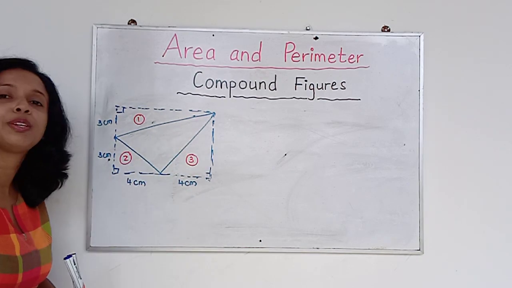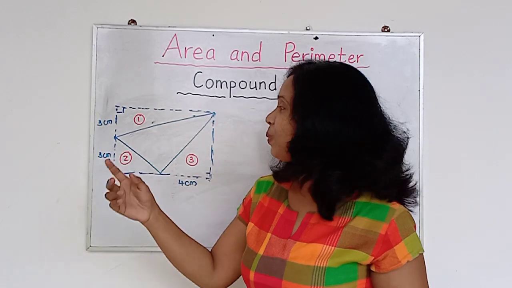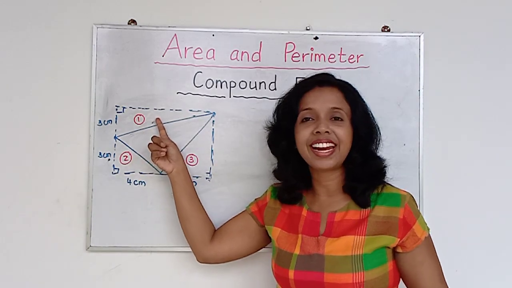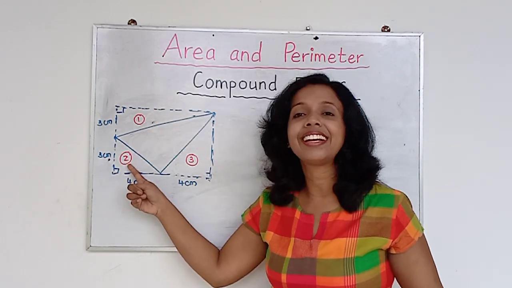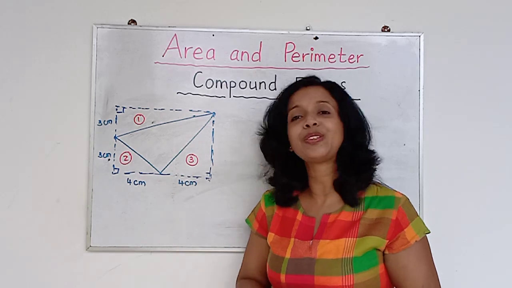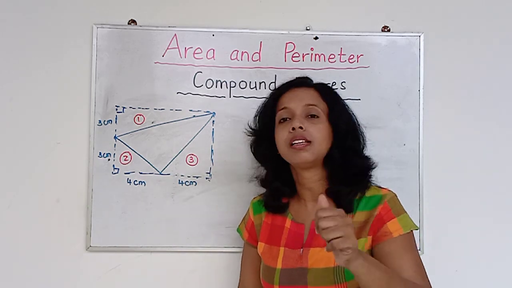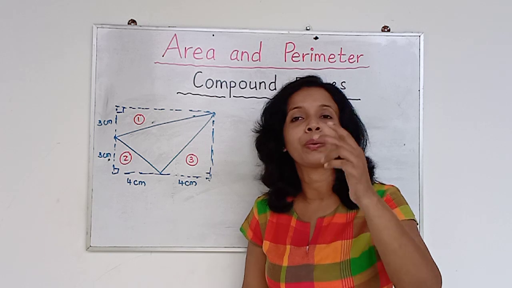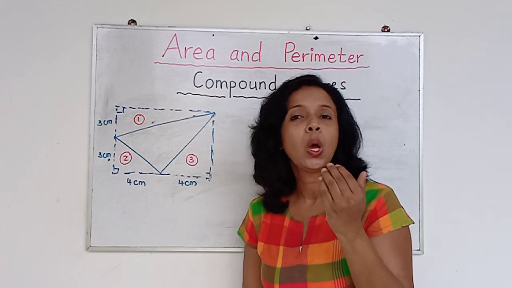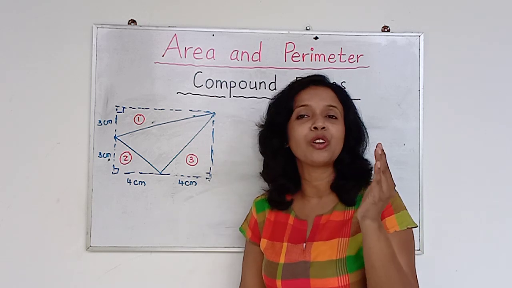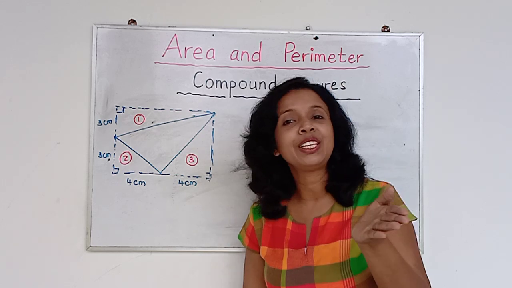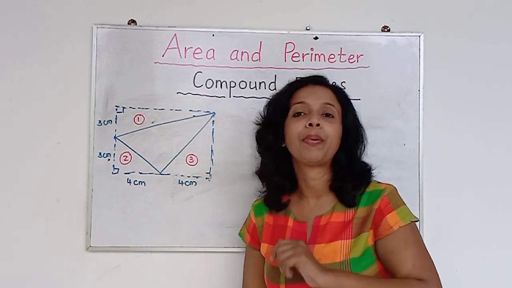Now tell me what you are supposed to do. So you have removed this number 1 triangle and number 2 triangle and number 3. So now in this question, you have 3 triangles you have removed. So luckily you can use only one formula. What is the formula to find the area of a triangle, children? Half into base into perpendicular height.